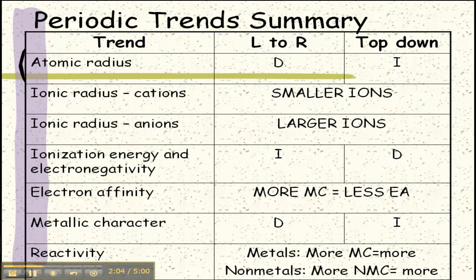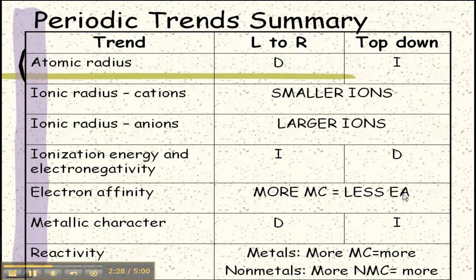Here is a table that summarizes everything. If you'd like to pause the video and jot this down. Atomic radius is going to decrease left to right, increase from the top down. Your cations are your positive ions, so they're smaller than their atom. Anions are negative, so they're larger. Ionization energy and electronegativity increase left to right, decrease top down.